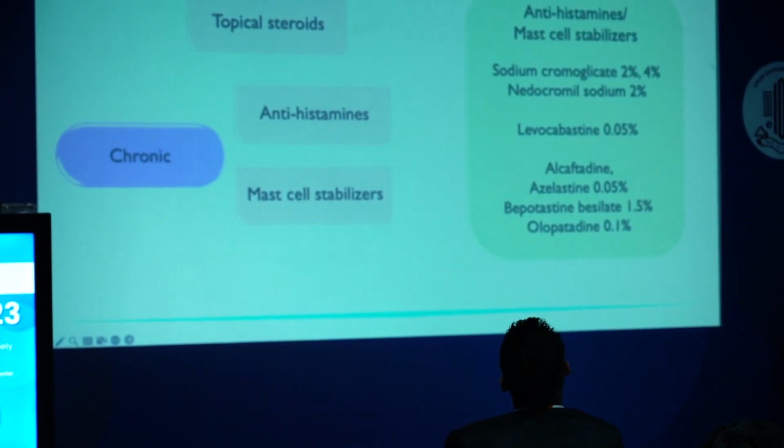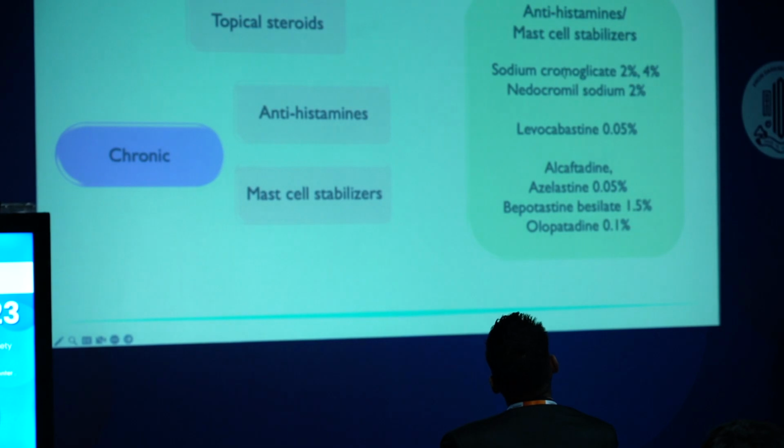Now, these are the most commonly used medications. The first two are mast cell stabilizers. They have a slower onset of action, but the efficacy is there for a prolonged period. Levocabastine is an antihistamine. These are very rapid, but they have a very short duration, and the effect is over within 4 to 6 hours. And by and large, these medications are not used in chronic ocular allergy.